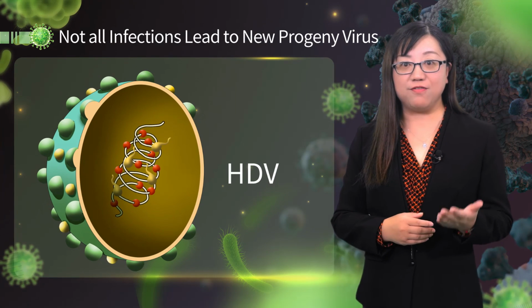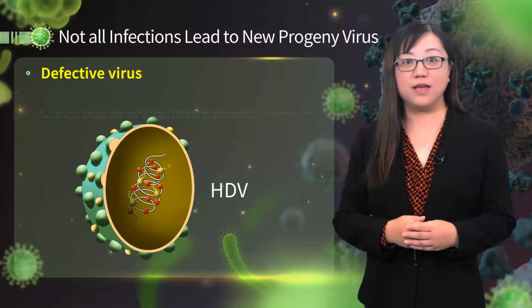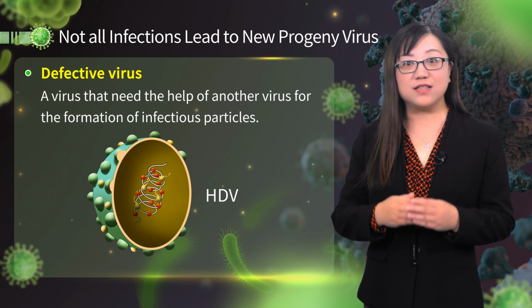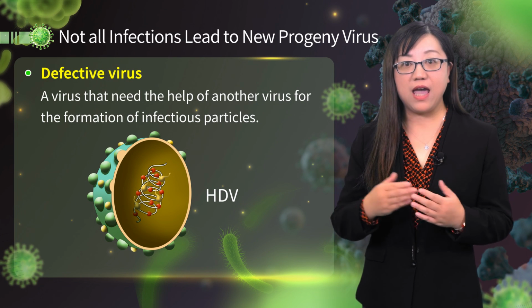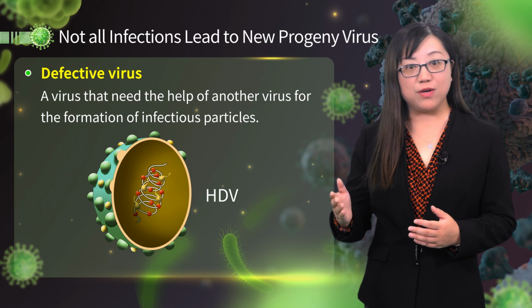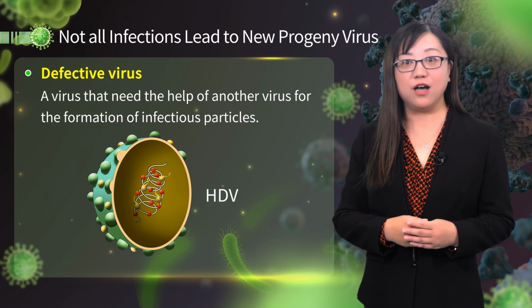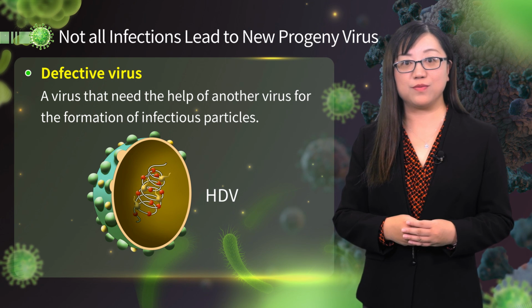Another one is defective virus. A defective virus is a virus that needs the help of another virus for the formation of infectious particles. The most typical example is HDV. HDV cannot replicate in a host cell without the help of HBV. HDV is a defective virus.